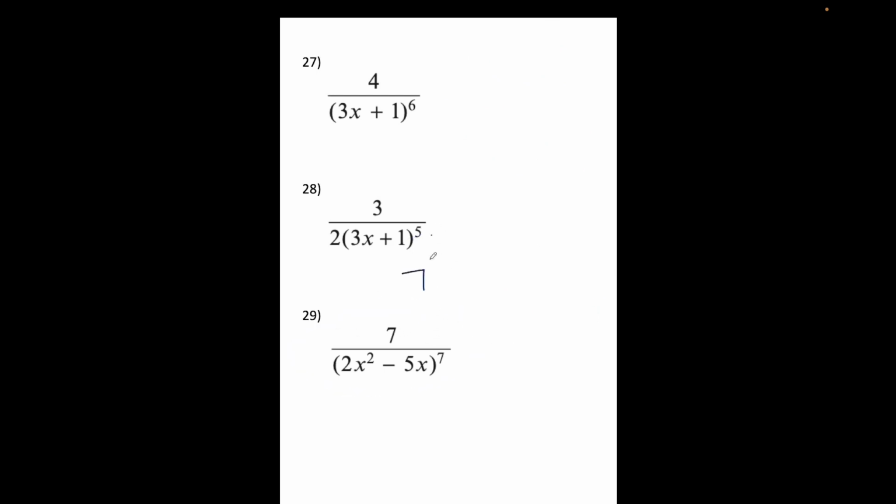This one over here, isn't that the same thing as 7 bracket 2x squared minus 5x to the power of negative 7? Which differentiated becomes negative 49 bracket 2x squared minus 5x to the power of negative 8 times the whole thing by differentiation inside of there, which is 4x minus 5.